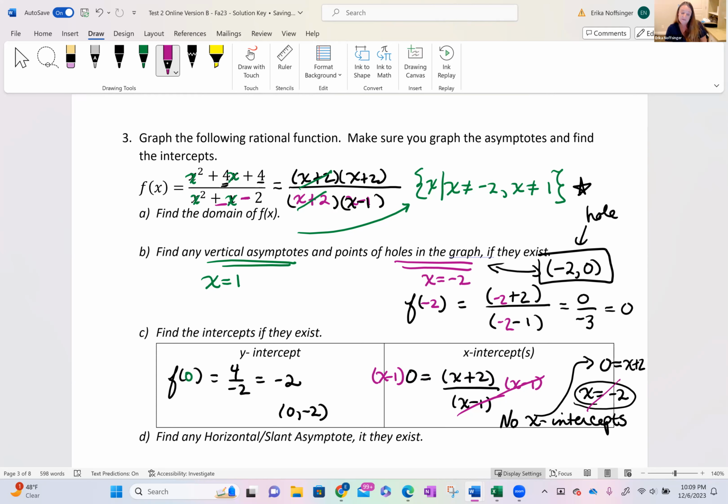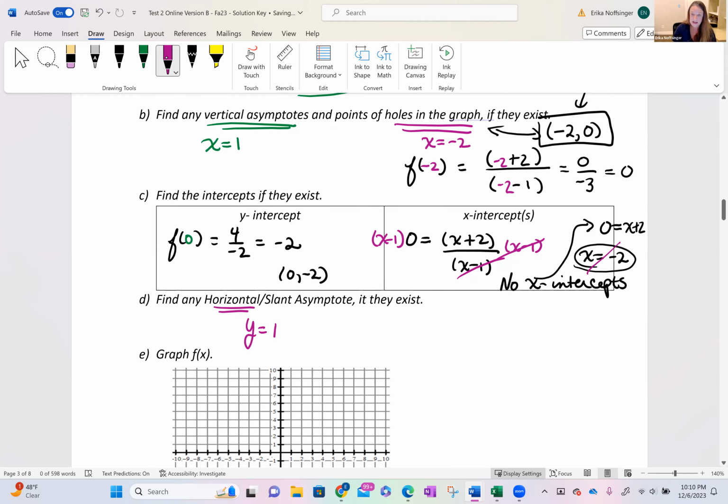So now looking at finding any horizontal or slant asymptotes if they exist. Looking at our function, we can tell if we have horizontal asymptotes depending on the degree of our numerator and denominator. If our degrees are the same, then it's the leading coefficient of the numerator, which in this case is 1, divided by the leading coefficient of the denominator, which again in this case is 1. And so we have a horizontal asymptote here at y is equal to 1.